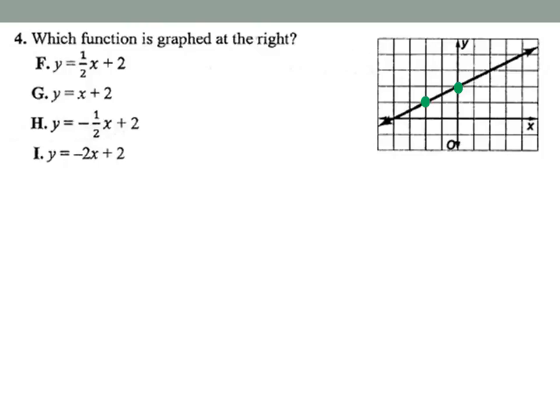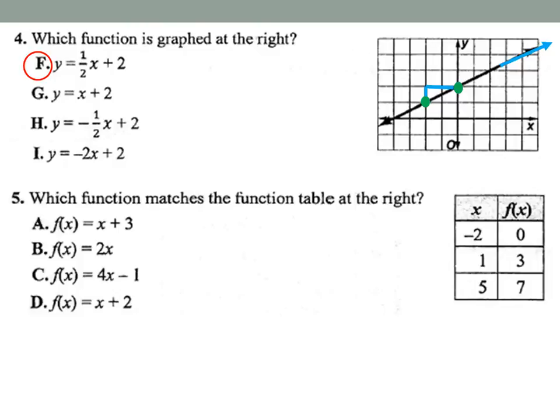That gives me a slope triangle that is 1 high and 2 across. That's 1 rising and 2 running, so 1 over 2. And that line points up, so it must be positive. The only one that has a positive 1 over 2 is F. So definitely not your grade, but what you want as your answer for number 4 is the F. Let's keep on going to number 5. Which function matches the function table on the right? Okay, like you do, I know what you want to do.